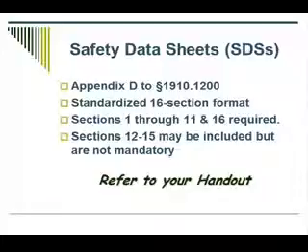Appendix D of the Hazard Communications Standard identifies the types of information to be found within the required 16-section format. Sections 1 through 11 and 16 are required. Sections 12 and 15 may be included but are not mandatory. Please refer to your handout for Appendix D of the standard.